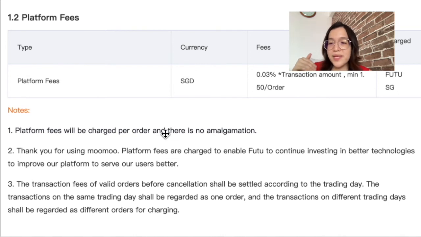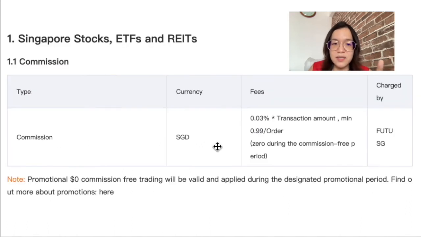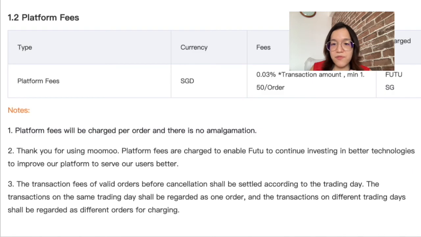So that would probably ensure that every trade they would earn a minimum of 250. If you look at the previous one, it is 99 cents, just run up to $1. And then this one, platform fees is 150. So every time you trade, the minimum that they can charge you is 250 and above. So nothing less than 250. So just bear that in mind when you're doing your trade.